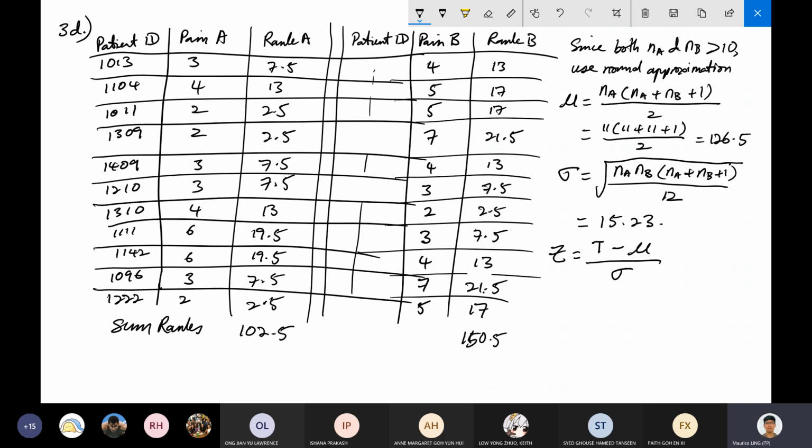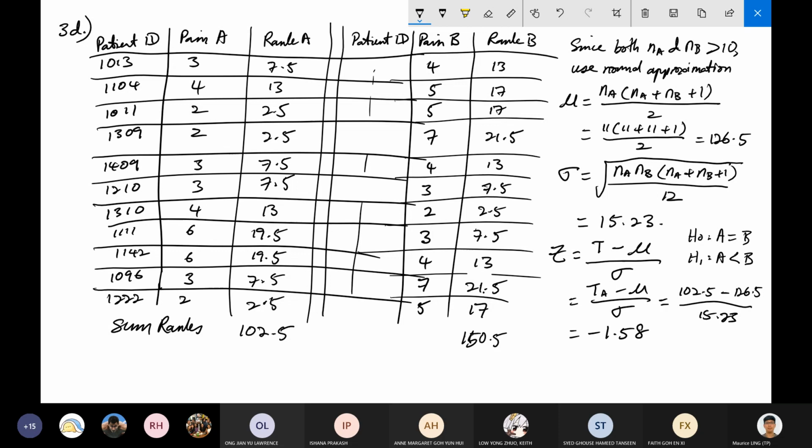Because you are looking at the null hypothesis, remember your null hypothesis is that drug A equals drug B. But this is a one-tail test. The alternate hypothesis is A less than B. Therefore, you actually use the A statistic, which here is 102.5. So 102.5 minus 126.5, divided by 15.23. This you get minus 1.58.